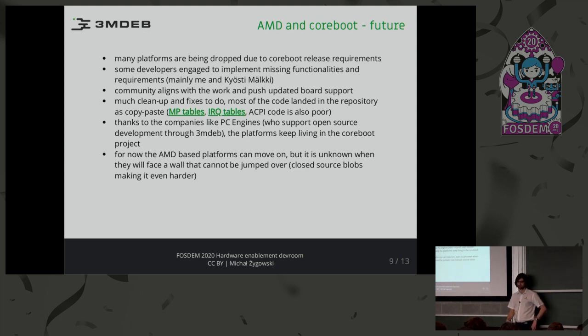The whole AMD code base was mostly copy-pasted work, so there is very much dirty code. Some MP tables and IRQ tables are mostly copied, for example, 2 or 3 families in a row, and the ACPI code is also poor, so it requires some effort to develop some fancy features.